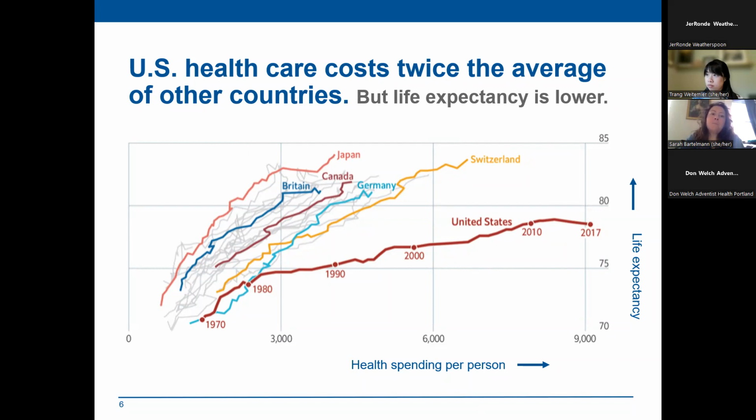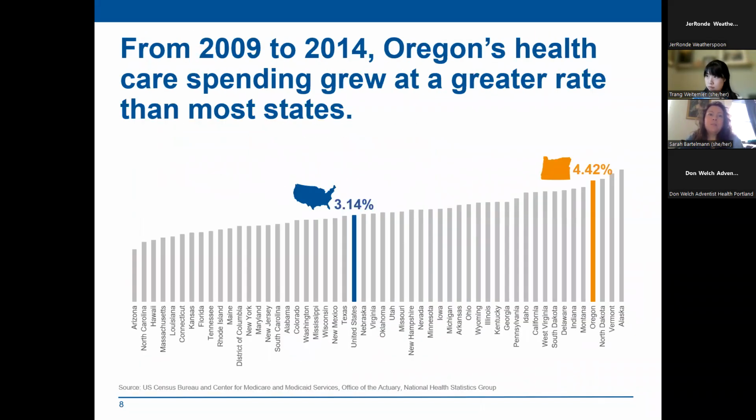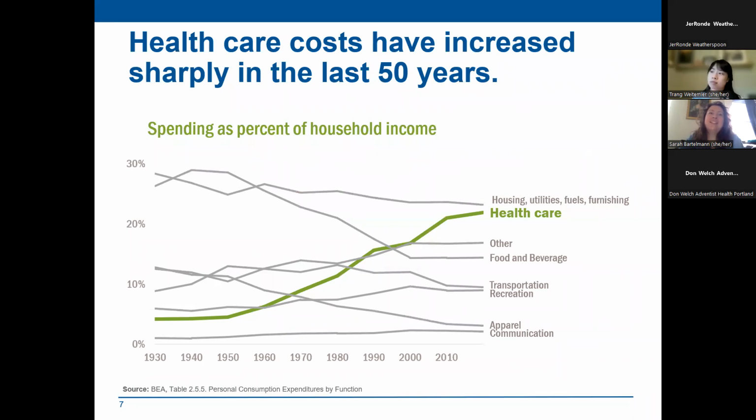Next. Healthcare spending is, go back one. Healthcare costs are increasing and have been increasing over the last 50 years. So this is looking at household budgets and household spending. And so the green line here, healthcare spending is continuing to take up a larger and larger share of that household income. And it's right up there with housing and utilities as one of the leading expenditures that people have.